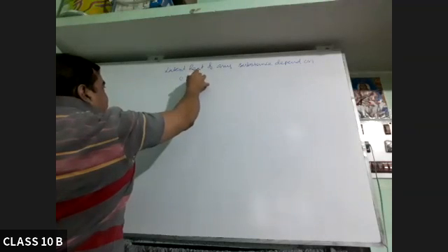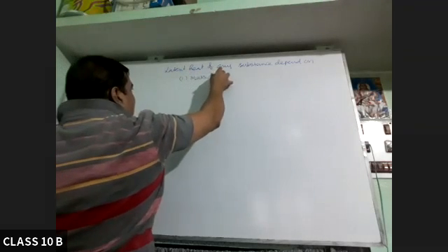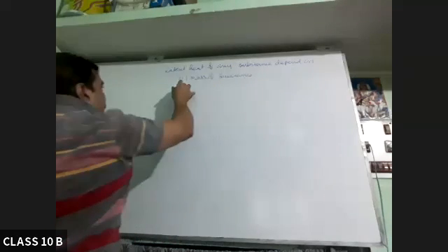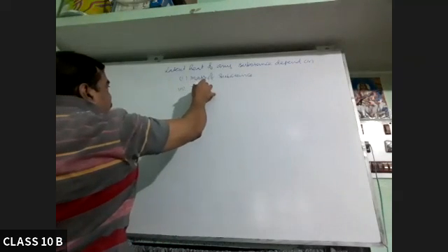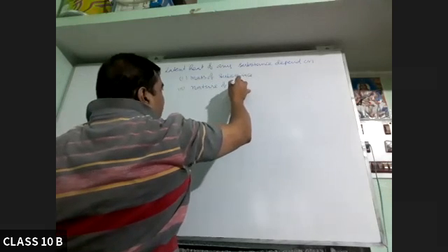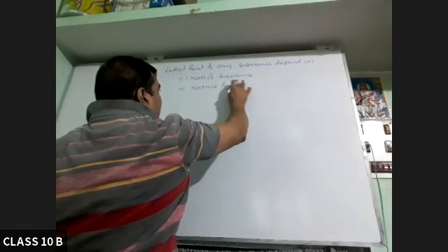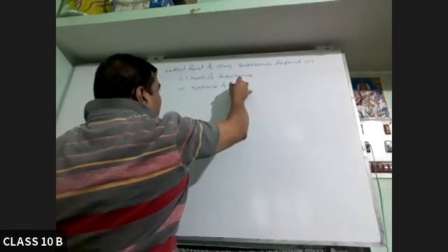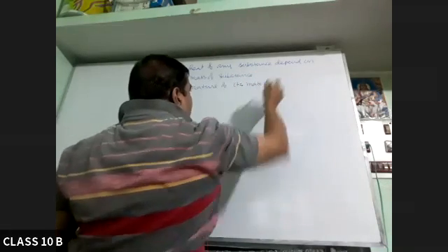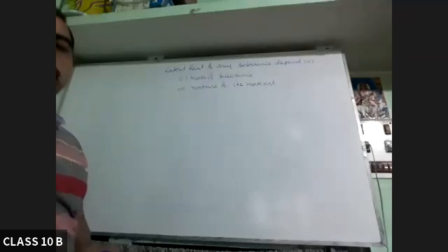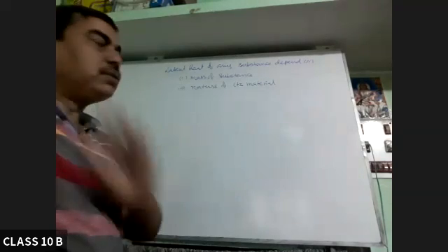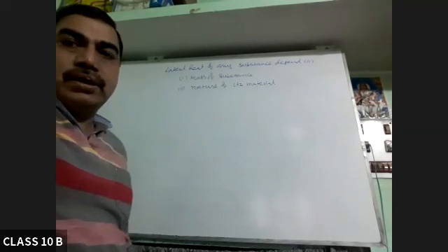First is mass of substance or mass of object, and second is nature of material. So what material is used, whether it is wood, whether it is iron, whether it is ice. So what material is used, so it will depend on nature.